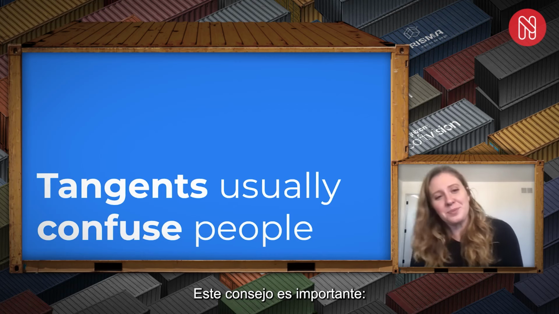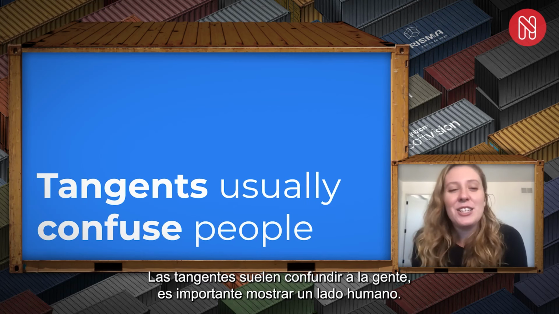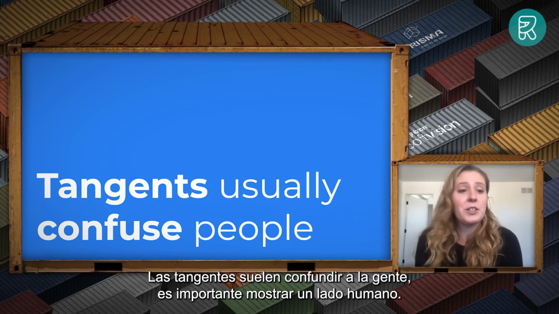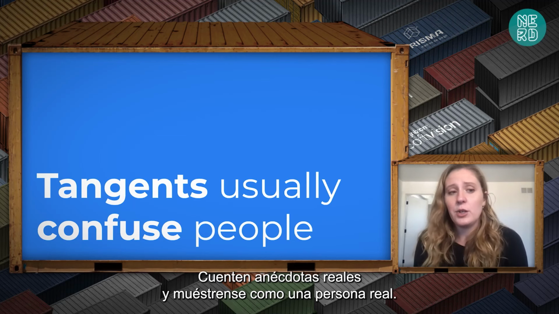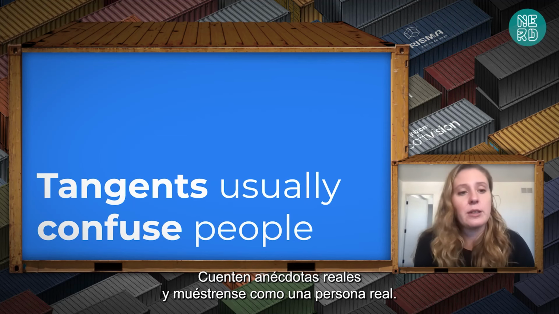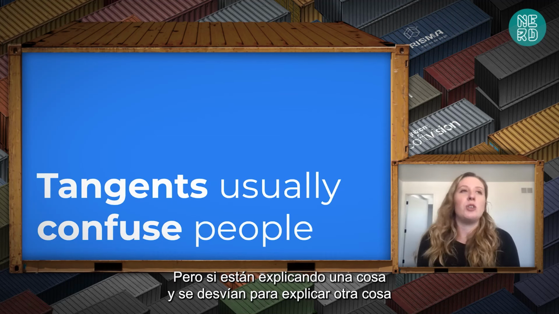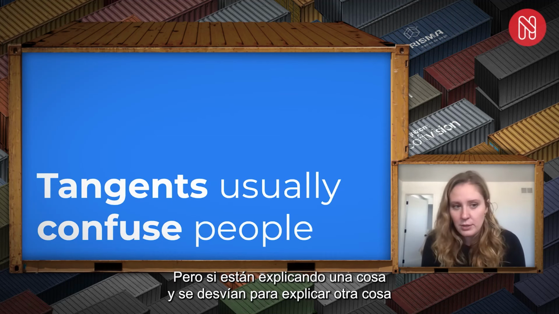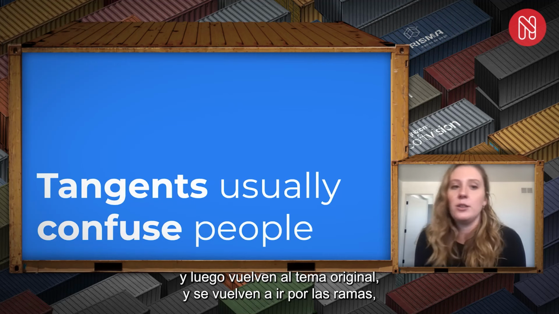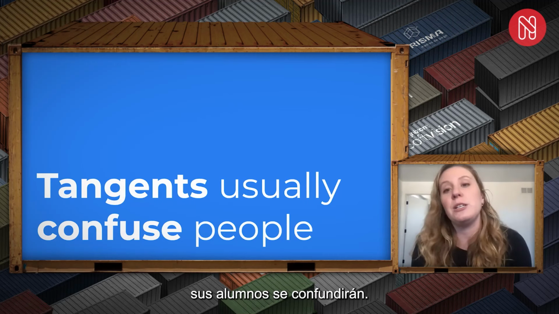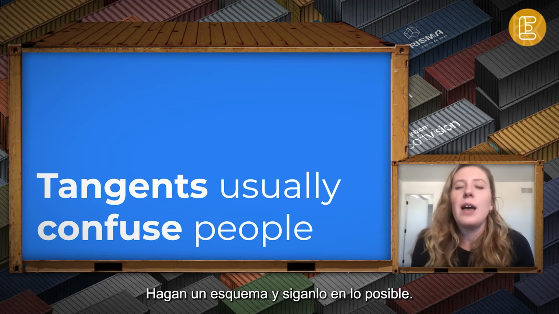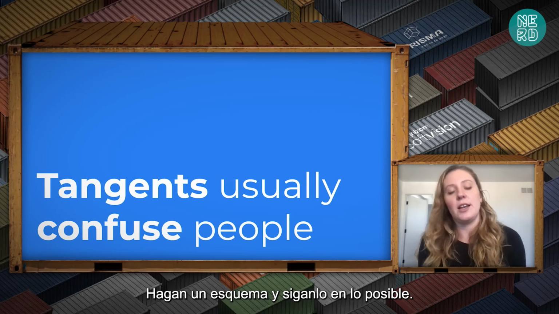Also, this is a big one. Tangents usually confuse people. It's important to come off as human, and so integrate real stories and be a real person to people. But if you are teaching one thing and then you start teaching about another thing and then you go back to the original thing and then you go on another tangent, people are going to be confused. So have an outline and roughly stick to it.